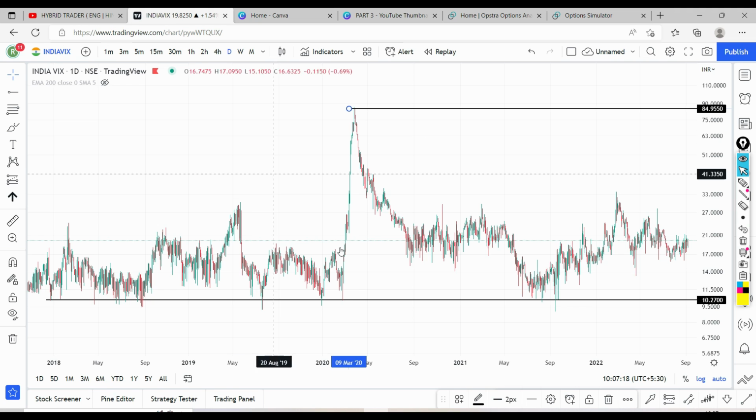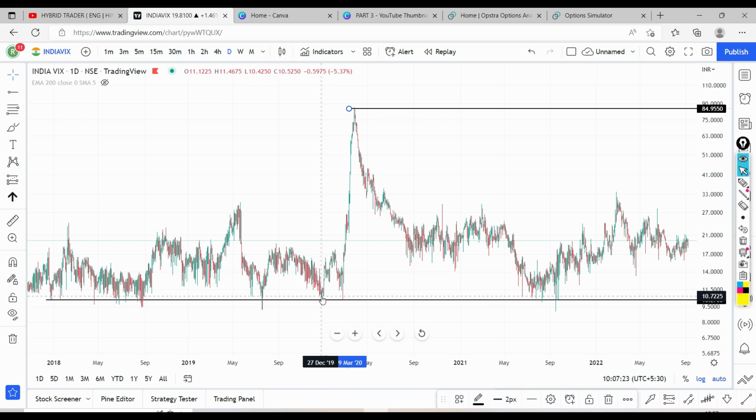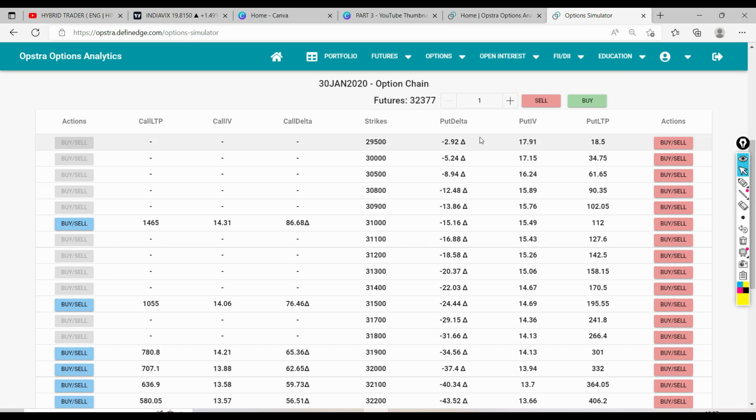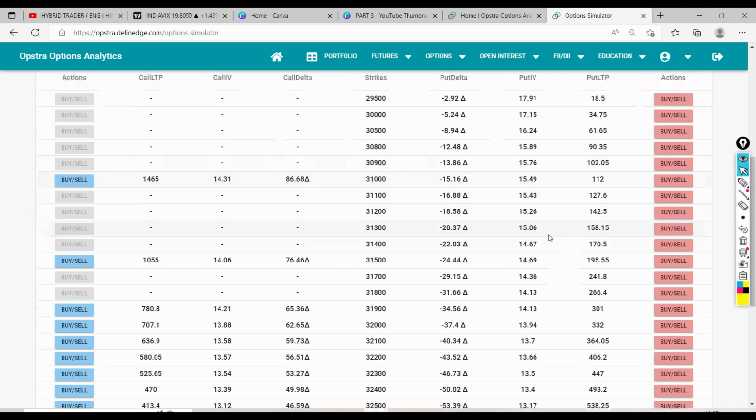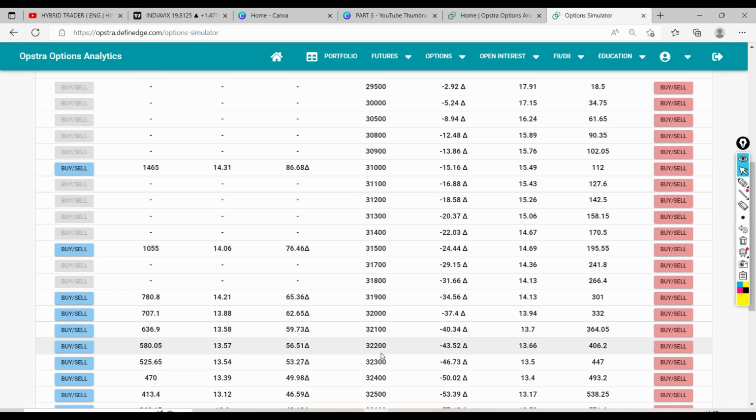What did I say? When the VIX stands at 10, that doesn't mean that the IV will also be 10. Check the IV, 17, 17. Every individual strike will have different IVs. So where is the market standing? 32,300. So this is your at the money. Check your IV, 13, 13, 13. The IV keeps on increasing.